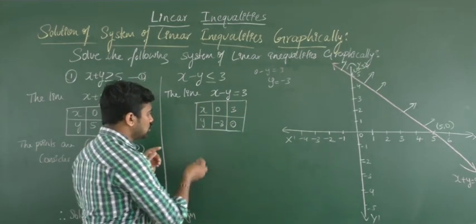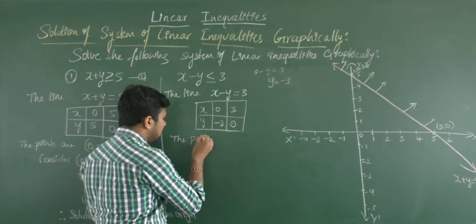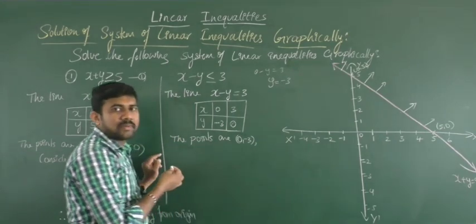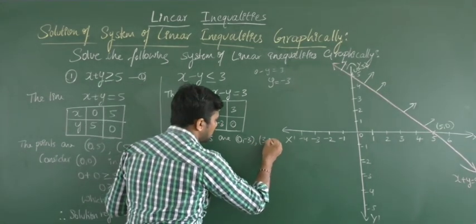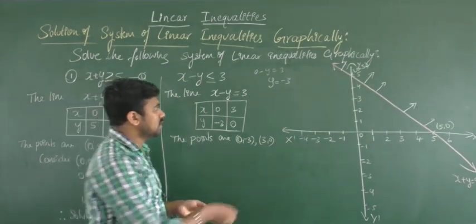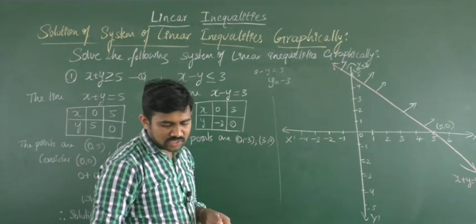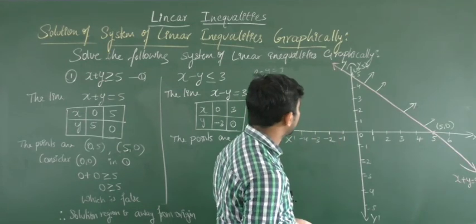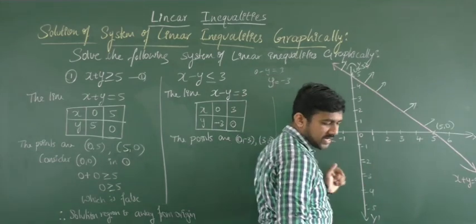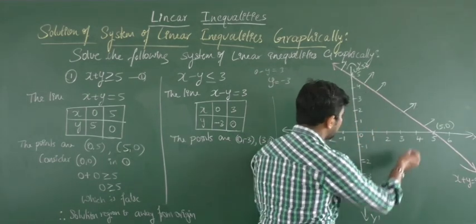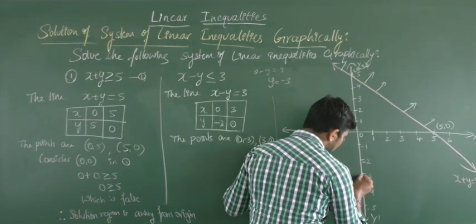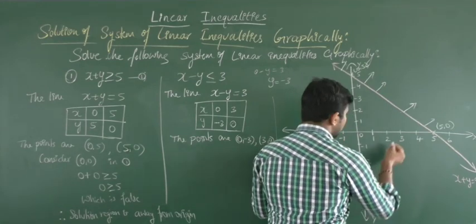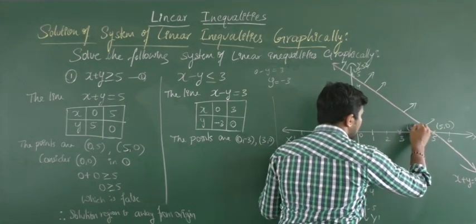So you got 2 points. The points are 0, minus 3 and 3, 0. Now mark those 2 points. How to mark those 2 points? Of the second line, this point is 0, minus 3. The next point is 3, 0. This is the point 3, 0.